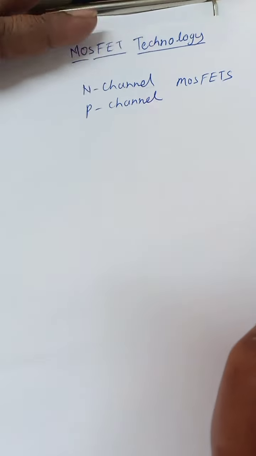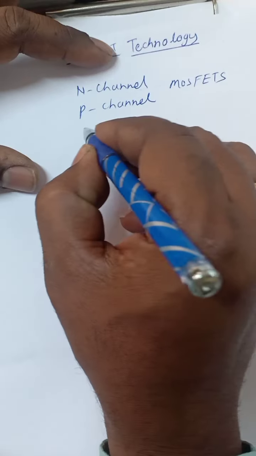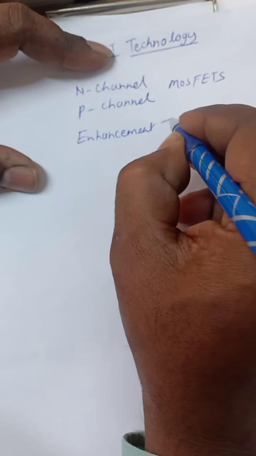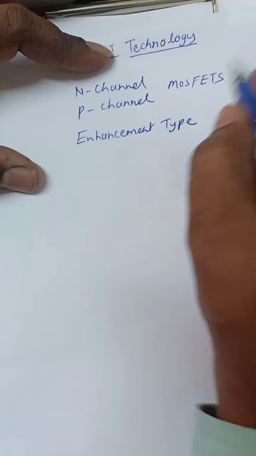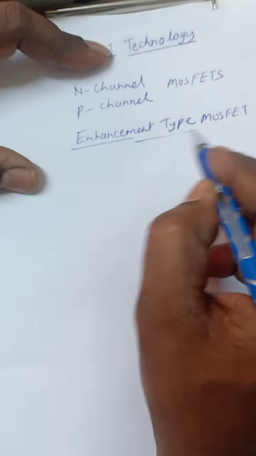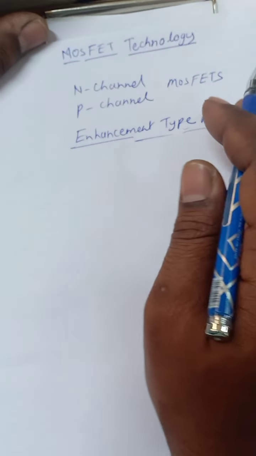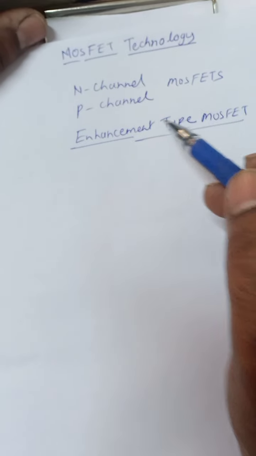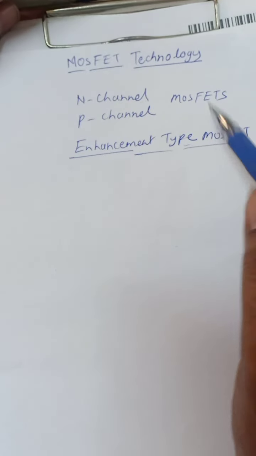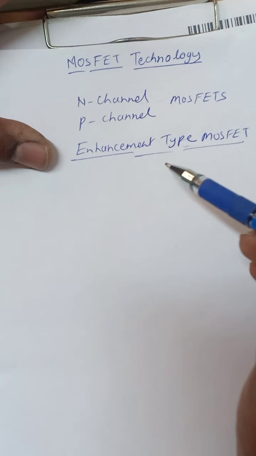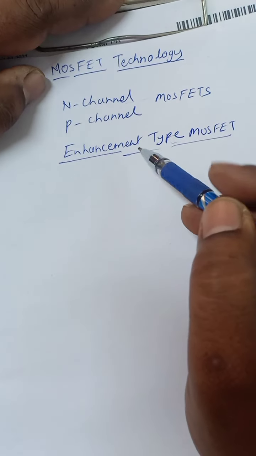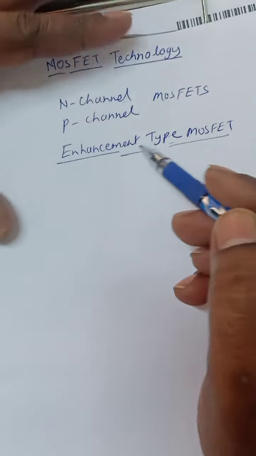So let us see, we are going to see the enhancement type MOSFET. We very well know about the types of the MOSFET. The first type is the depletion type MOSFET, and the other is the enhancement type MOSFET. These are the two types of the MOSFET, enhancement and depletion type. And in that, N channel and P channel, again these are types of the MOSFETs. So this is the MOS technology.